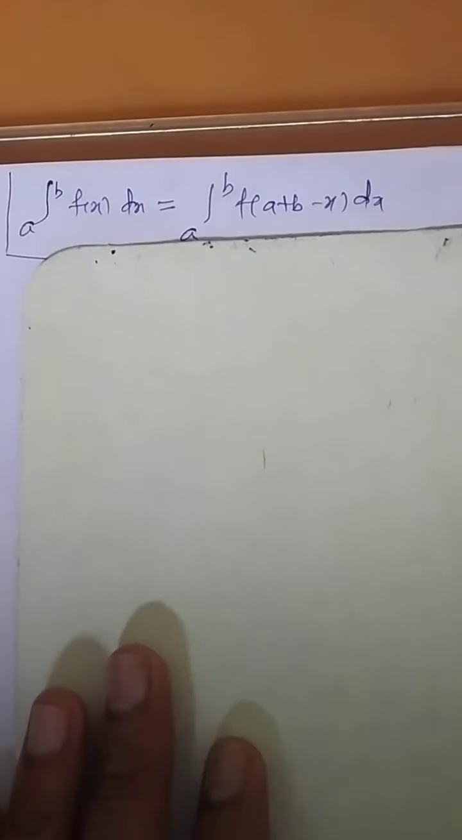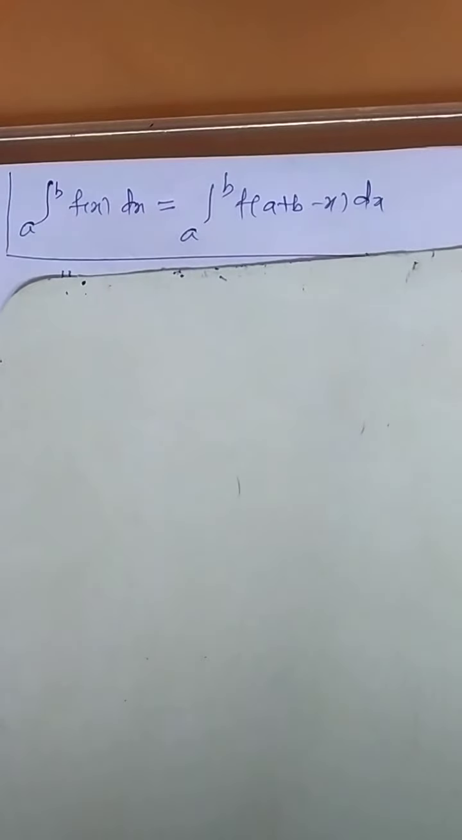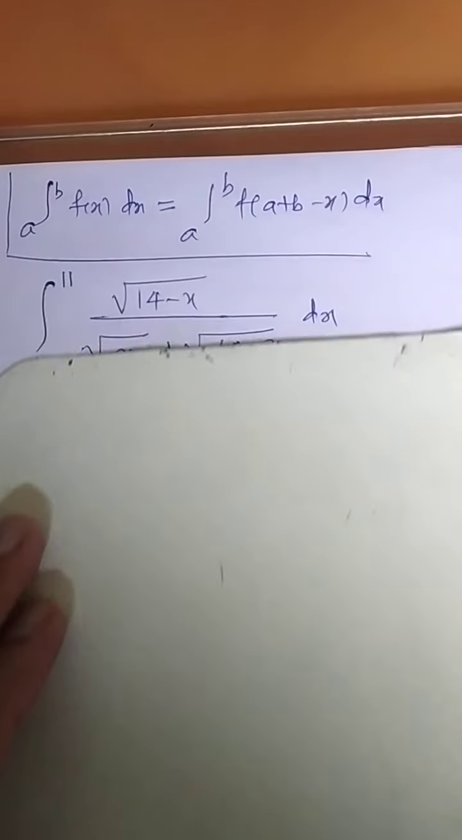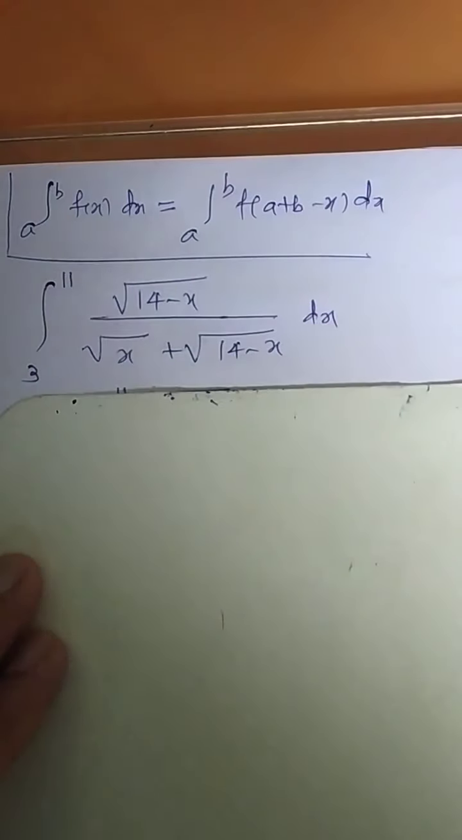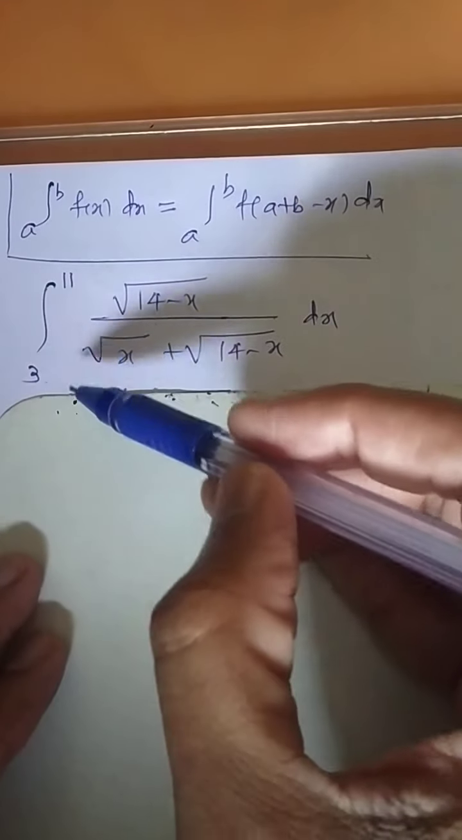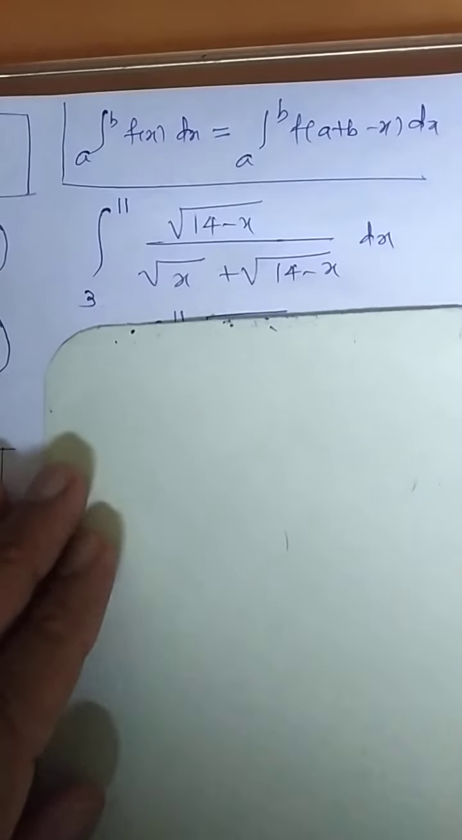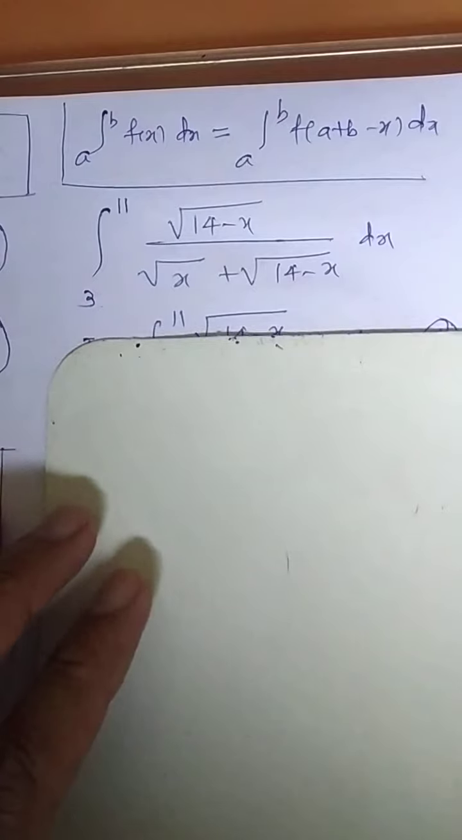See, this is one more important remark. ∫ from a to b f(x) dx equals ∫ from a to b f(a + b − x) dx. This is on the line of what we have learned already in the previous discussion. Now let us look at this question. It is very difficult to integrate this function directly, but since lower and upper limits are given, this question becomes the easiest question.